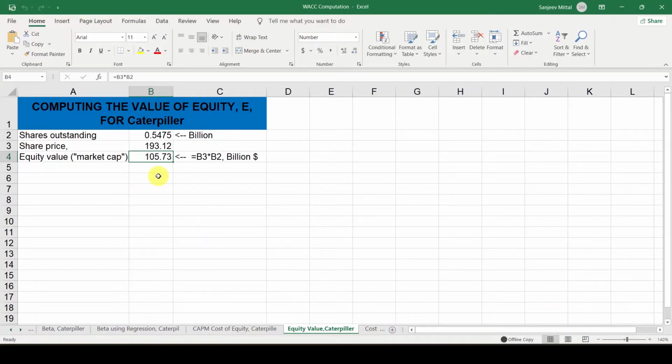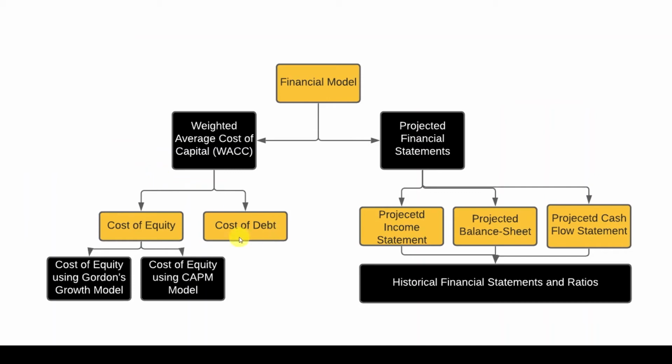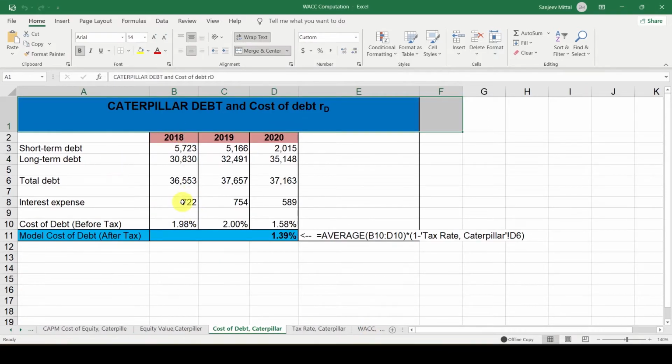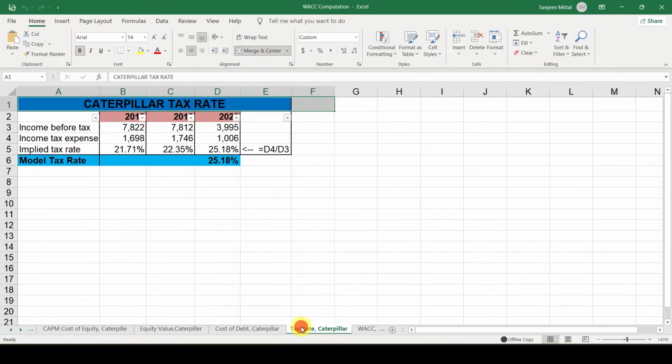Once we have found our cost of equity, we shall go and see our equity value for the overall company. After that, you can see that we will find our cost of debt. For finding the cost of debt, we will go to our debt sheet and try to calculate it. After that, we shall model our tax rate as you can see here. This tax rate shall be modeled.